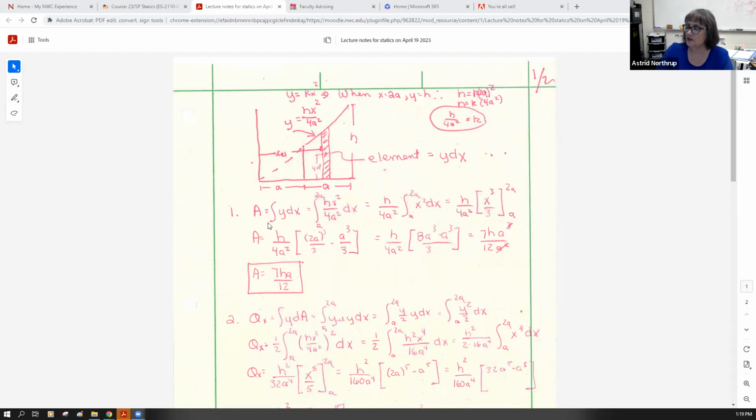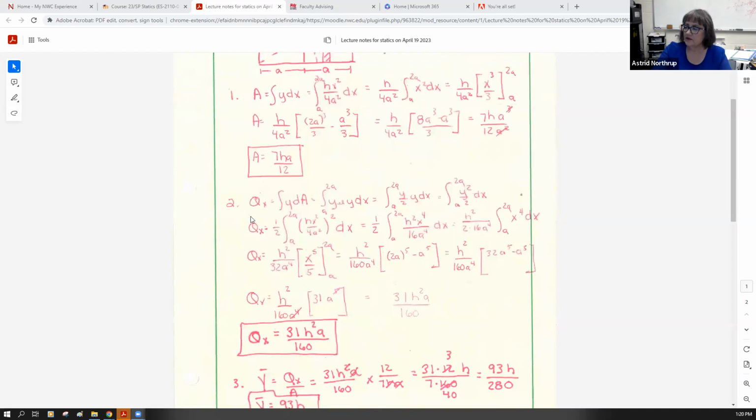So the first thing we do is find the area. The area is equal to the integral of dA, which the way I have this drawn is a y dx element. The limits of the integral are from a to 2a. I plug in the k value, h over 4a squared, which is a constant and comes outside of the integral. So I'm just integrating x squared dx from a to 2a. When I perform that operation, the area underneath the spandrel from x equals a to x equals 2a is 7ha over 12.